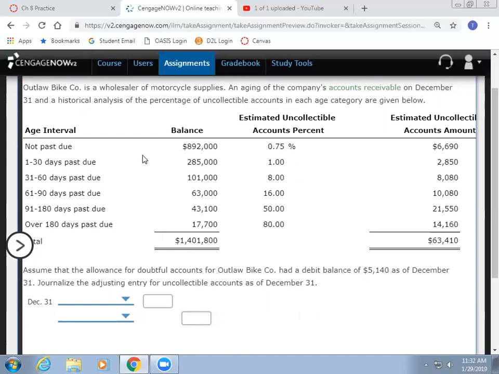Okay. What we want to figure out is how much do I need to credit allowance for doubtful accounts? How much do I need to adjust to get to that balance? And they tell us, assume the allowance for doubtful accounts for Outlaw Bike had a debit balance of $5,140.